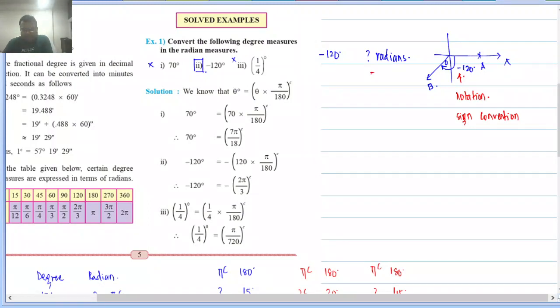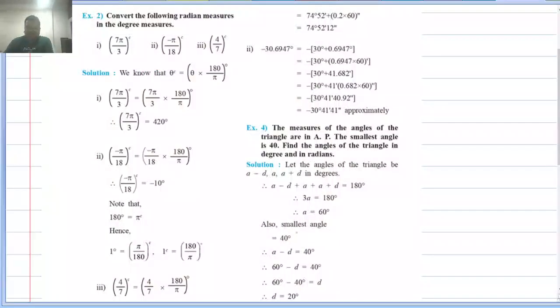We know that pi radians is 180 degrees. Therefore, question mark is pi into minus 120 upon 180. 60 into 3, 60 into 2. This is minus 2 pi by 3 radians. So, minus 120 degree is minus 2 pi by 3 radians. Okay. Next.